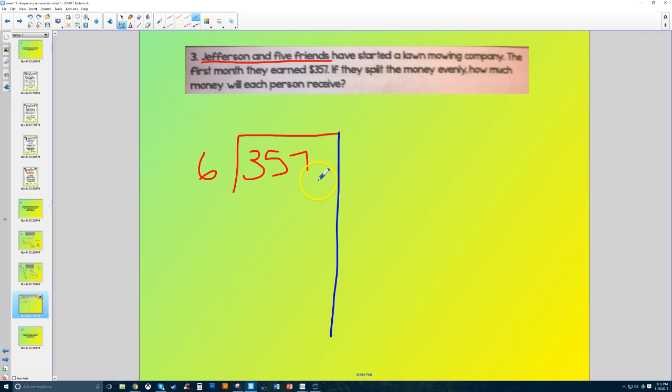6 times, and I'm going to have to think of something using the quick trick. I'm just going to test, for example, 6 times 10 is 60, which is too low. 6 times 20 is 120. 6 times 30 is 180. 6 times 40 is 240. 6 times 50 is 300. 6 times 60 is 360, which is too high. So I'm going to have to back up to 6 times 50, which is 300.